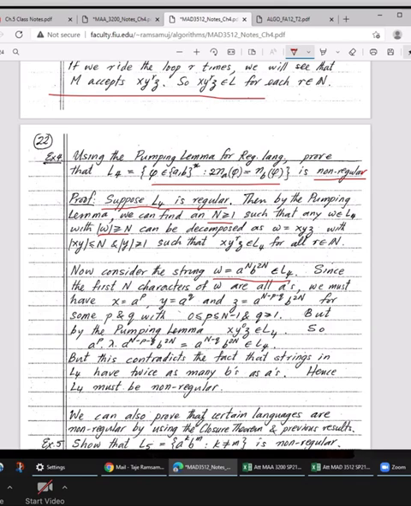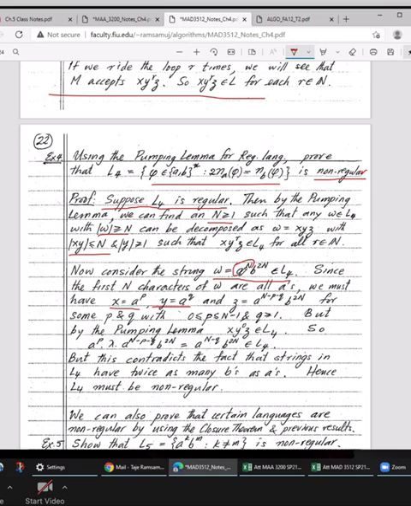Now, since the first n characters are all a's, we must have x equal to this and y equal to this, because that's my omega, x, y, z. And x and y cannot have length more than n. So x and y must be part of this.